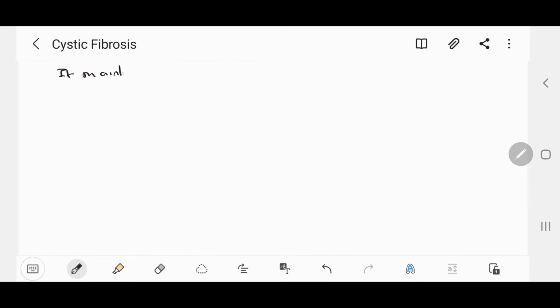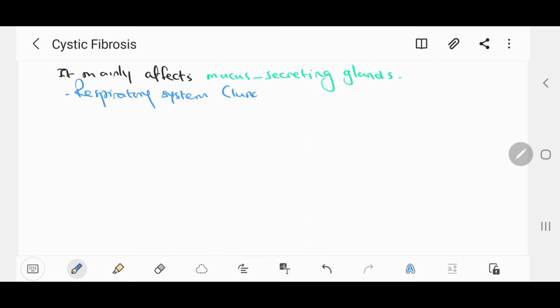So this defect in the CFTR protein mainly affects mucus-secreting glands, which are present mainly in the respiratory system, in the lungs, and in the digestive system, particularly the pancreas, and in the reproductive system.